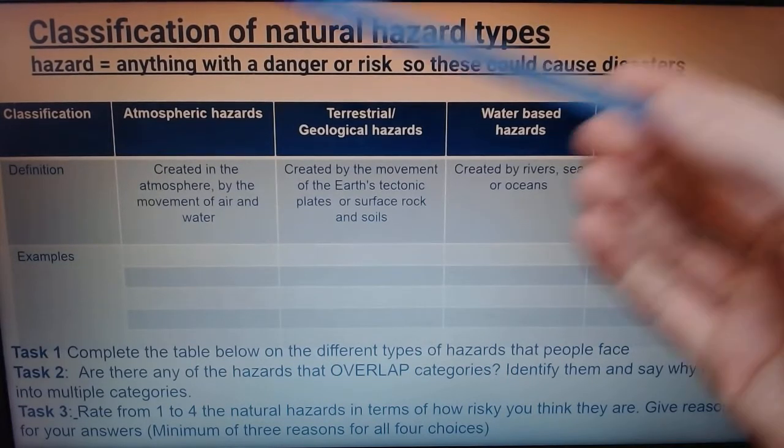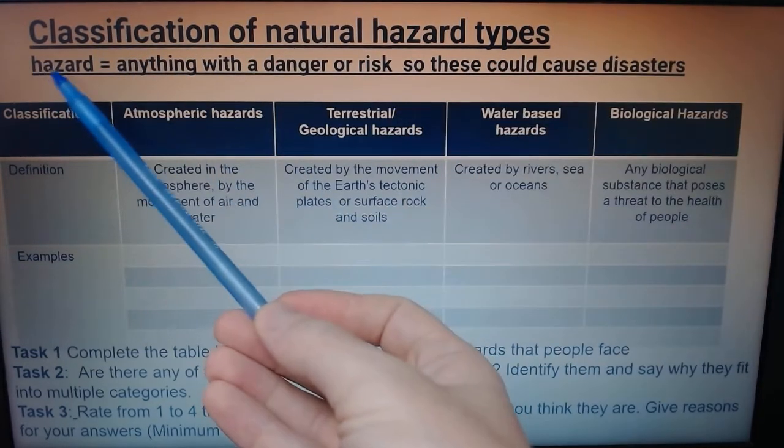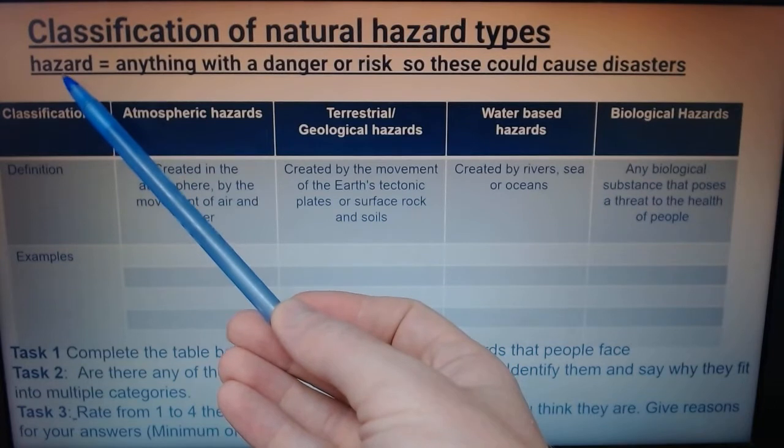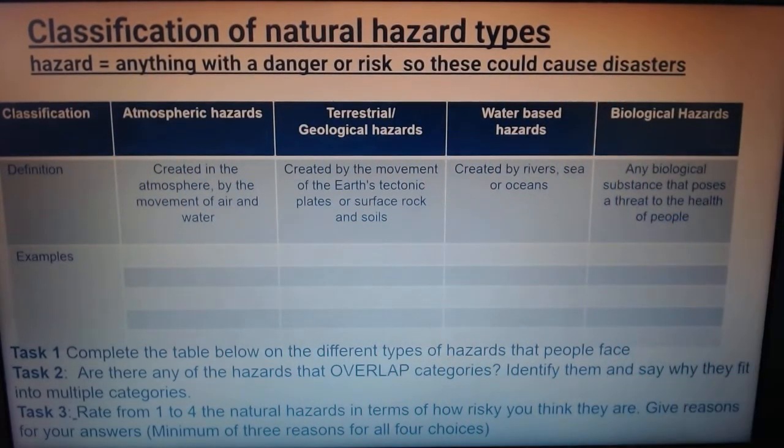So what we need to do is classify natural hazards. We need to sort them. There were so many that we just went through. I want you to write down this hazard definition: hazard equals anything with a danger or risk. So these could cause disaster. A hazard is anything that has a risk or has danger associated with it. Now, your first task, there's 3 tasks.